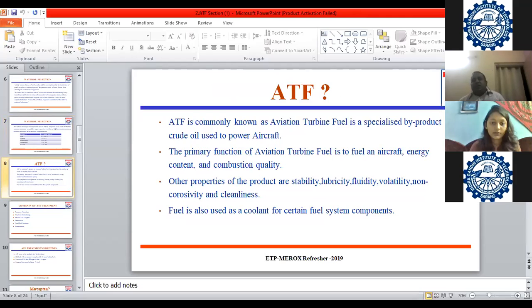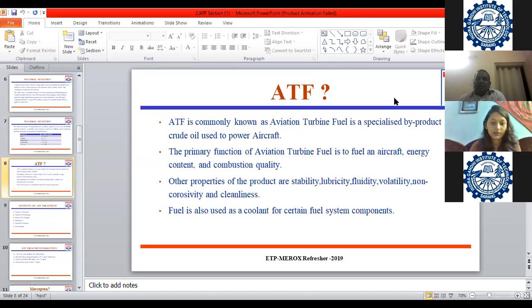After knowing the energy requirement in the country, the crude oil system and what kind of materials we are using, now we are discussing aviation turbine fuel. Aviation turbine fuel is a specialized byproduct of crude oil used to power aircraft. The primary function of aviation turbine fuel is to fuel an aircraft, with its energy content and combustion quality. Other properties of the product are stability, lubricity, fluidity, volatility, non-corrosivity, and cleanliness. Moreover, a highly clean environment is required.